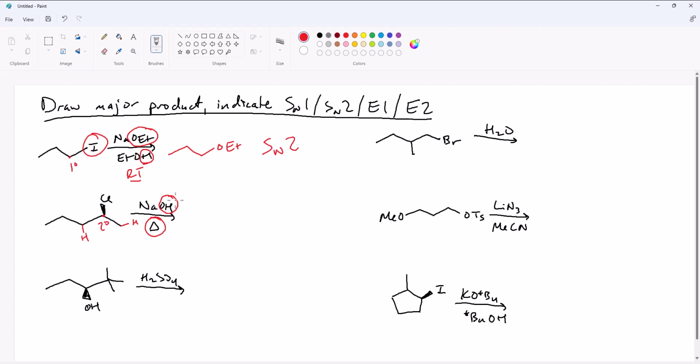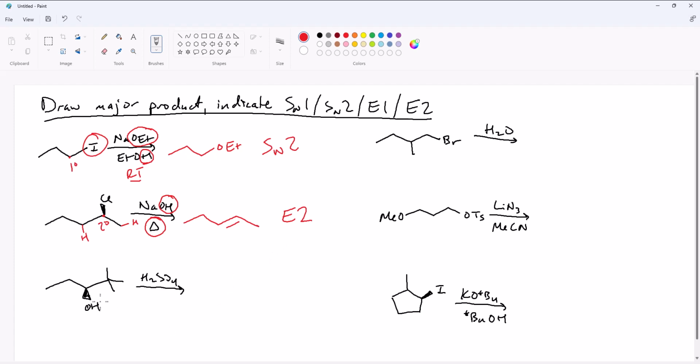Since this is a small base, we're going to do the Zaitsev product, so we're going to form the internal alkene. And since this is a strong base and it's an alkyl halide, this is probably going to be an E2 mechanism. We're not doing a dehydration, and we're secondary, so we're probably going to be following an E2 mechanism.